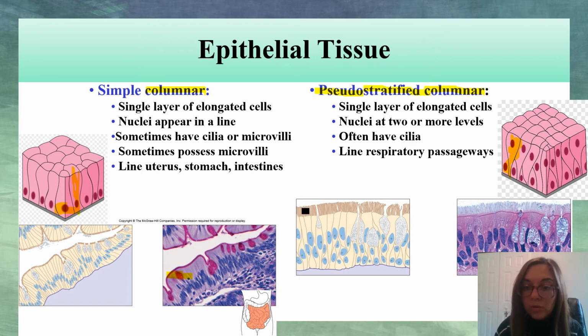So we have a single layer of elongated cells. There can be nuclei at two or more levels, so we can see nuclei down here, and then we also see them up further. So it almost looks like there are two nuclei per cell, but when you look closely, there are not. Oftentimes they have cilia as well because they line the respiratory passageways, so that helps increase surface area for taking in oxygen.